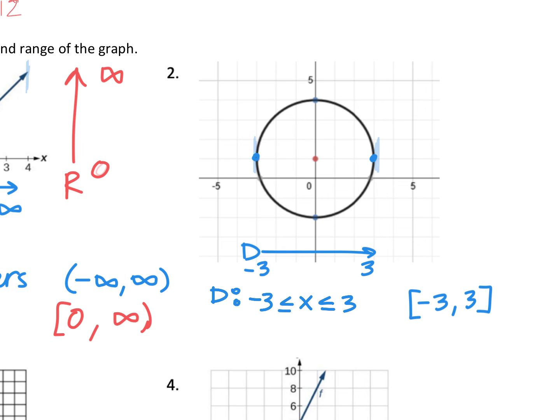Okay, let's check the range, lowest to highest. Can you talk to your table or try to figure it out? Where's the start? Where's the stop? Okay, make sure you're looking at the y-axis because now we're looking at the range, so you have to look at the y numbers. What's the lowest number there? -2, and then it goes up and it stops.